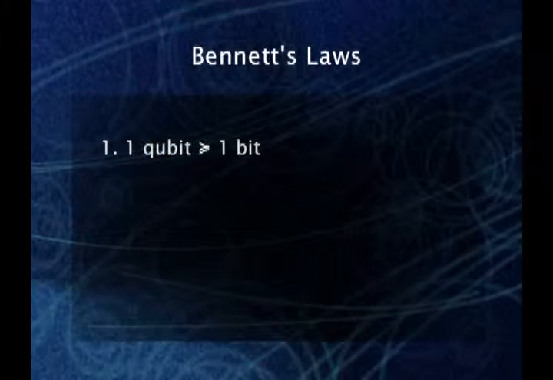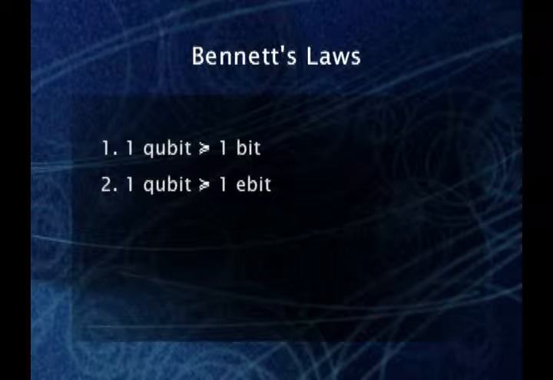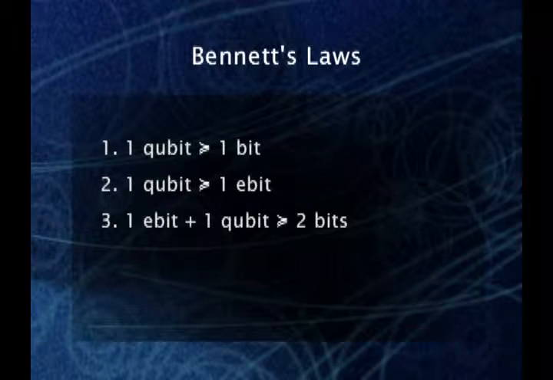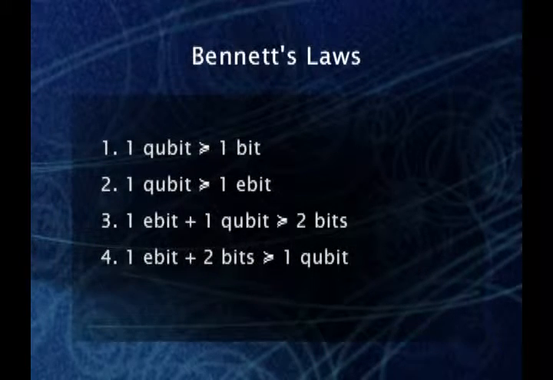So here are Bennett's 4 laws. The first law, a qubit can do the job of a bit. We can send classical messages using quantum signals. Bennett's second law, a qubit can do the job of an E-bit. We can use quantum signals to set up entanglement between Alice and Bob. Bennett's third law, dense coding. An E-bit together with a qubit can do the job of a 2-bit classical message. And Bennett's fourth law, quantum teleportation, an E-bit plus 2 classical bits can do the job of a qubit.